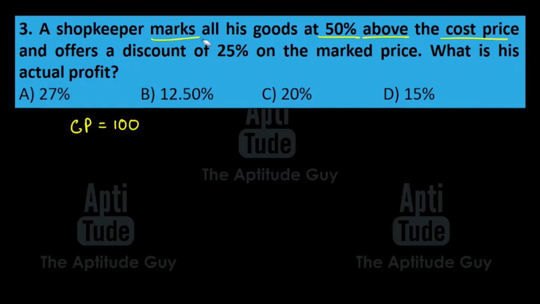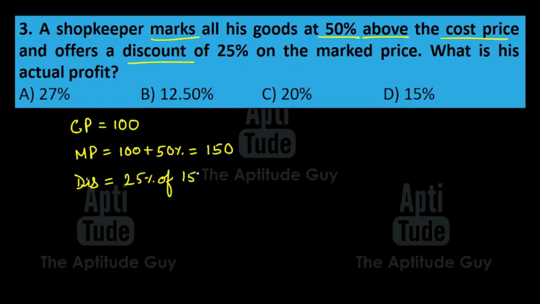Now, marks all his goods at 50% above the cost price. So that means the marked price is 100 plus 50%, that is 150, and offers a discount of 25% on the marked price. Please remember, even if they had not mentioned this part, discount is always on marked price. So how much is the discount? Discount is 25% of 150. 25% of 150 is 37.5.